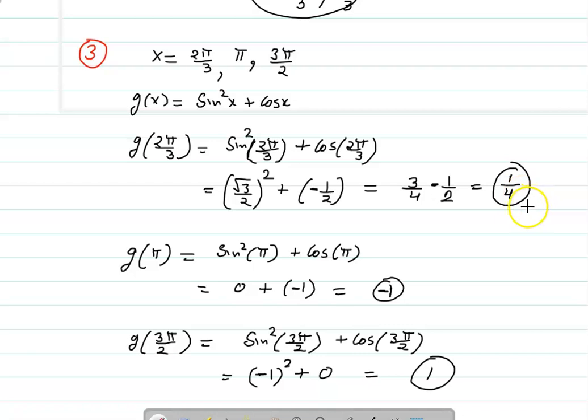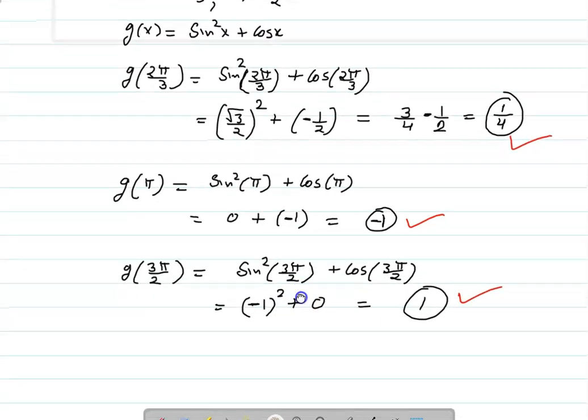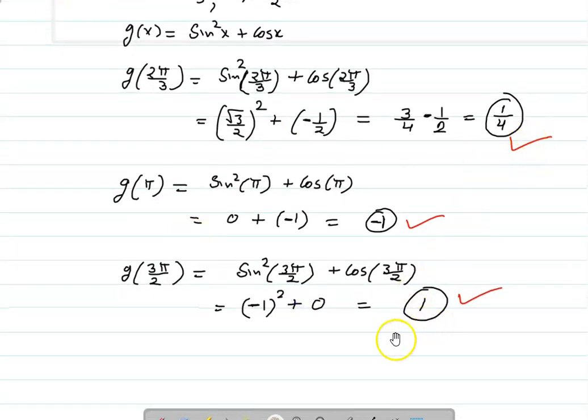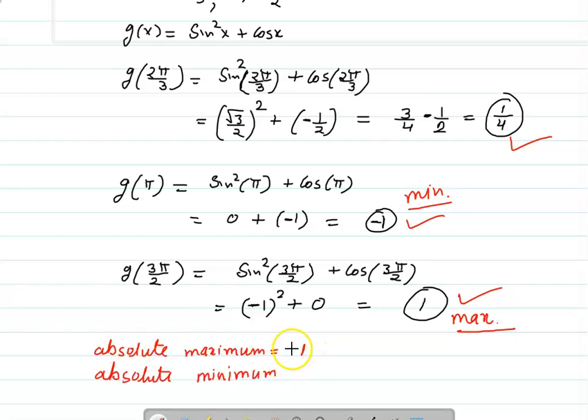So here we got these 3 values on the given interval. Out of these, 1 is the highest value, so this is going to be the absolute maximum value, and negative 1 is the least value, so this is going to be the absolute minimum. If we want to write this answer as an ordered pair, we can write it as: the x value is 3 pi over 2 and the y value is 1, absolute maximum value. And the absolute minimum value is negative 1 at pi.